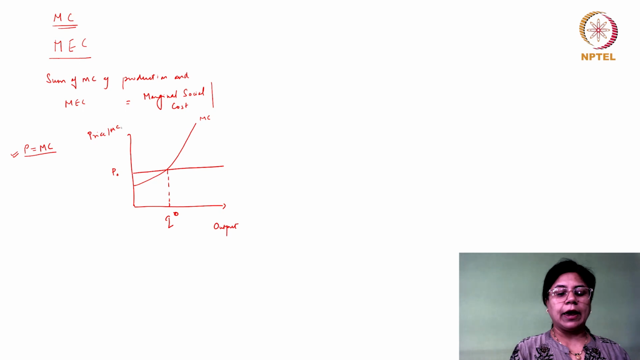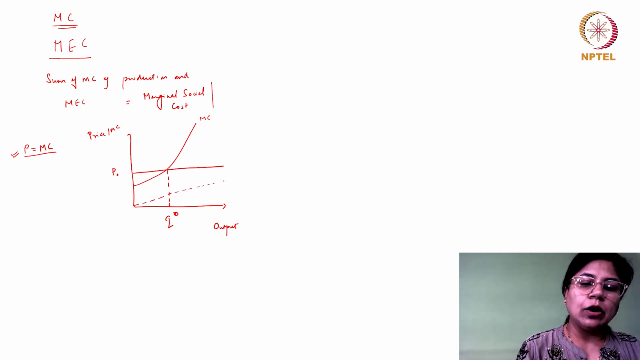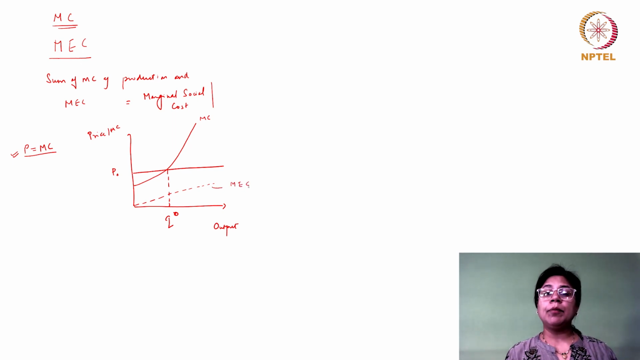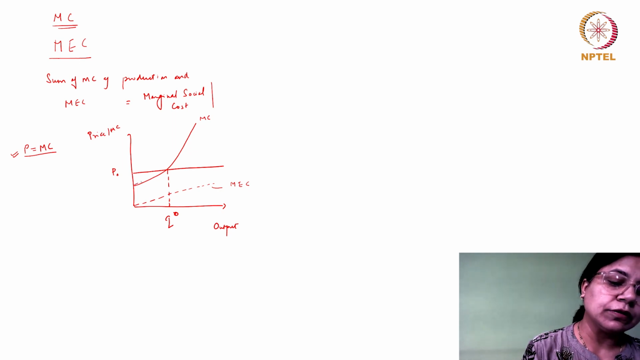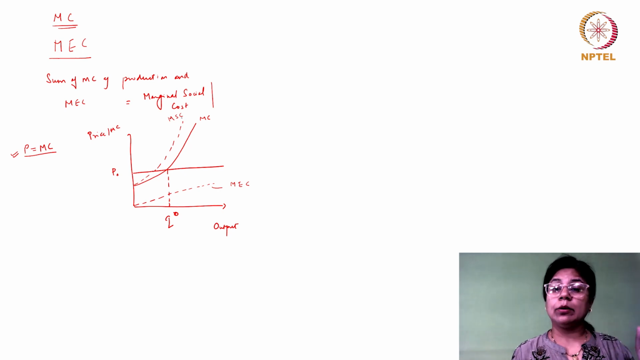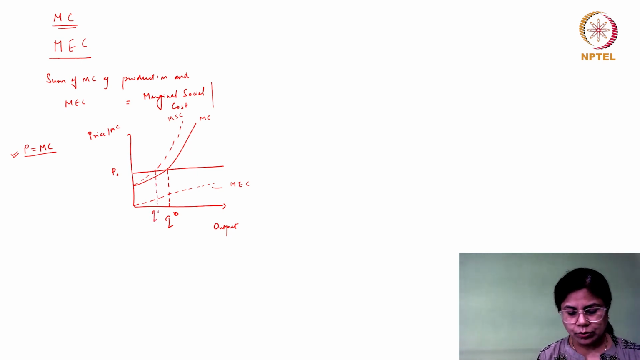So now, as the output increases, what we will find is that your marginal external cost also increases. Now when we put together this marginal external cost with the marginal cost of the firm, what will we get? We will get the marginal social cost, which is now being shown through this dotted line. Now if we look at this marginal social cost and equate it to the price, you will find that the profit maximizing output should be Q1 and not Q0.